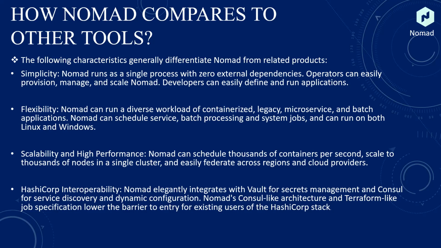Nomad can schedule thousands of containers per second, scale to thousands of nodes in a single cluster, and easily spread across regions and cloud providers. It also provides HashiCorp interoperability, which elegantly integrates with Vault for secret management and Consul for service discovery and dynamic configuration. Nomad's Consul-like architecture and Terraform-like job specification lower the barrier to entry for existing users of the HashiCorp stack.